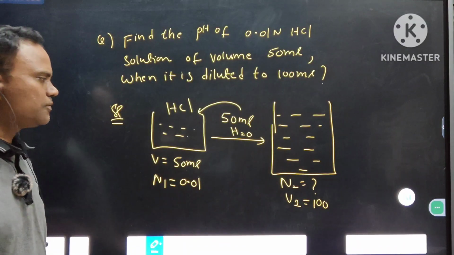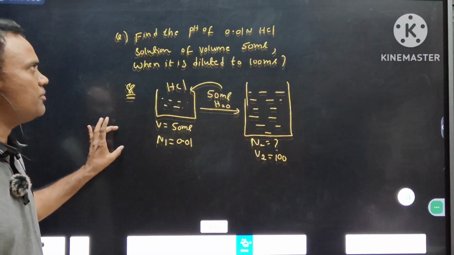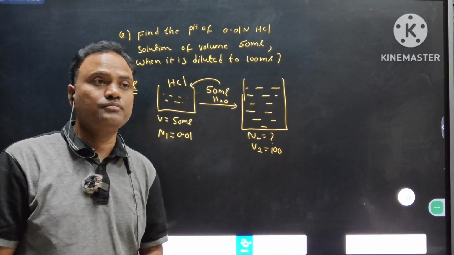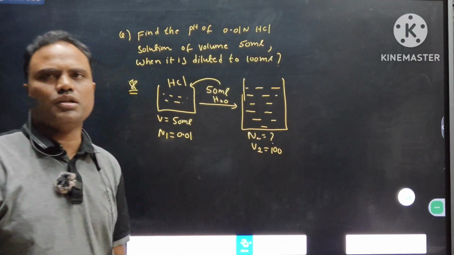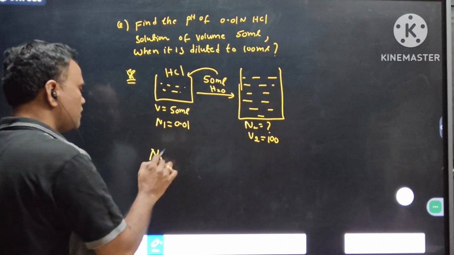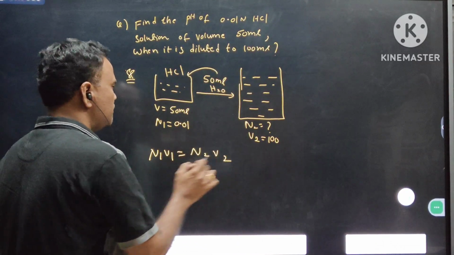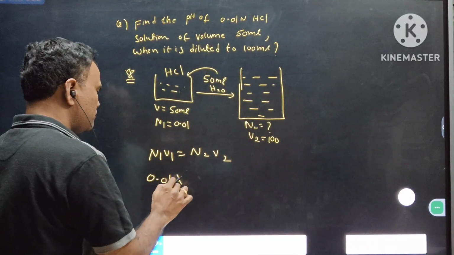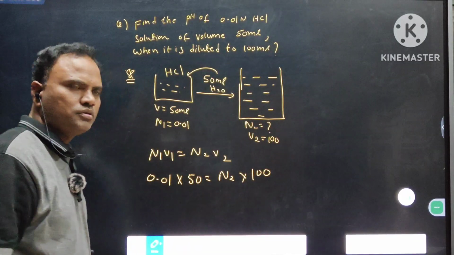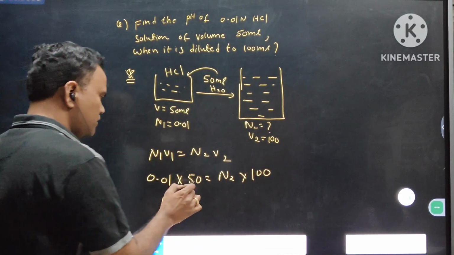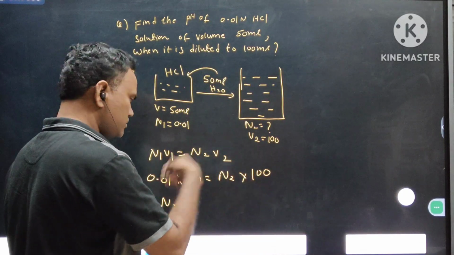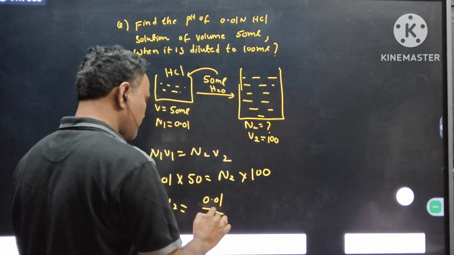Calculate final normality. What is the formula? Online students, which formula do we use? Dilution principle formula. Yes, N1 V1 is equal to N2 V2. N1 is 0.01, V1 is 50. N2 you have to calculate, V2 is 100. Okay, after simplification, what will we get? 50 by 100, so 0.01 by 2.